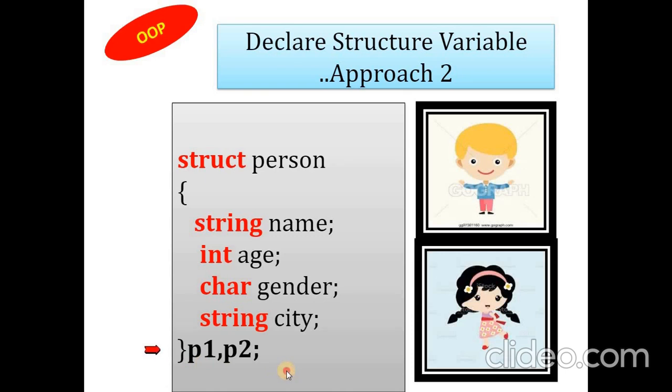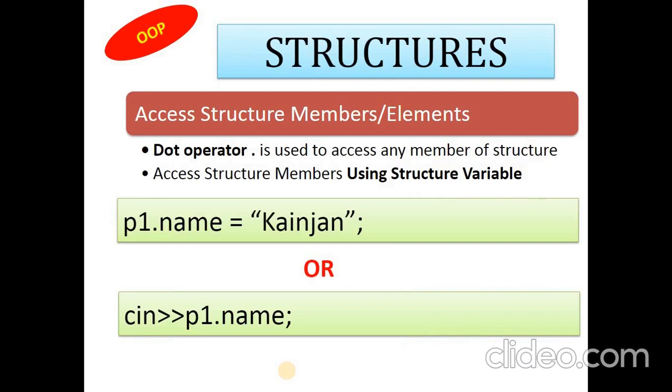After the first step, which is declaring a structure, then declaring the structure variable, the third step is to access the elements, that is name, age, gender and city, of a structure. So how to access these members? To access the members of the structure, you have to use the dot operator. This is known as an access operator, which is used to access structure members using a structure variable.